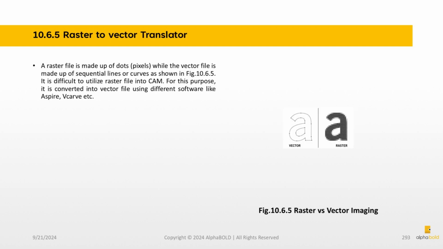A raster file is made up of dots, pixels, while the vector file is made up of sequential lines or curves. It is difficult to utilize raster file into CAM. For this purpose, it is converted into vector file using different software like Aspire, Carve, etc.